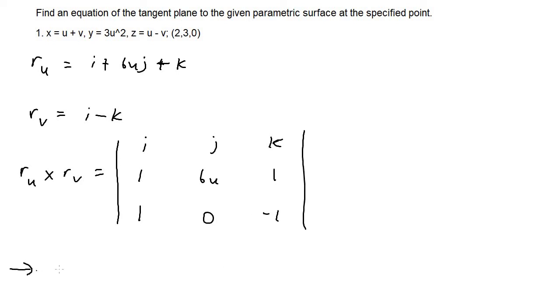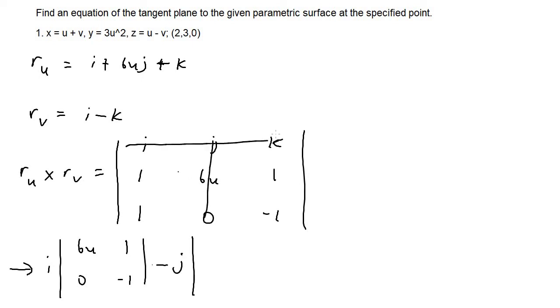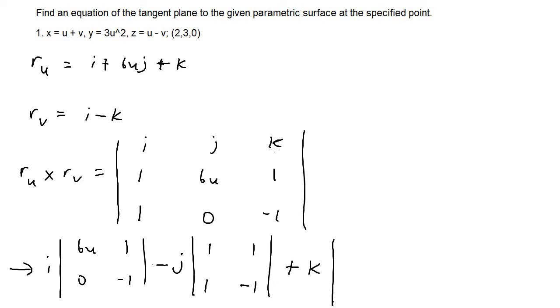So when we find the determinant, we take the top leftmost value, so we have i times a smaller matrix, cross off its row and column. What we have left is 6u, 1, and 0, negative 1. Second term's a negative, so minus j times, we cross off its row and column. The smaller matrix is of 1, 1, and 1, negative 1. Third term is a positive, so plus k times, let's cross off its row and column. What we have left is 1, 6u, and 1, 0.